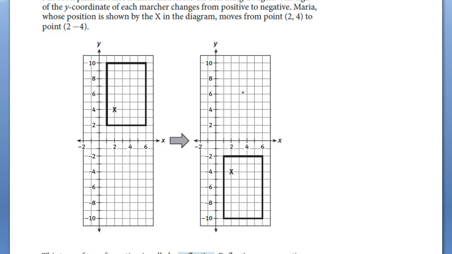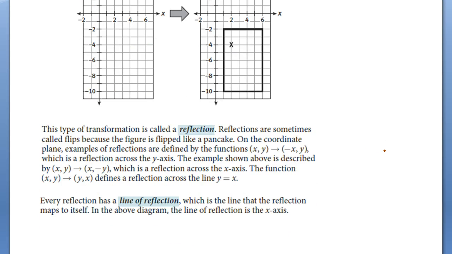If her band mates follow in turn, the entire rectangle will have shifted to this position on the football field. This type of transformation is called a reflection. Reflections are sometimes called flips because the figure is flipped like a pancake. On the coordinate plane, examples of reflections are defined by functions that look like this.